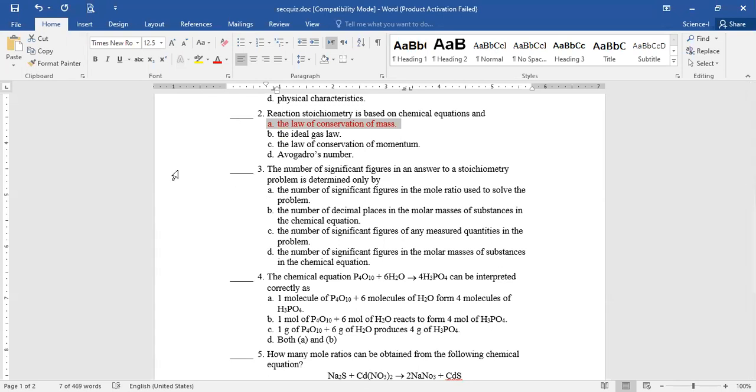Okay, guys, who can answer this question? Yes, Abdurrahman, what can you say? I'm not sure, but approximately A. Okay, so the number of significant figures in an answer to a stoichiometry problem is determined only by the number of significant figures in the mole ratio. That means how many mole ratios could we use in that equation, okay?